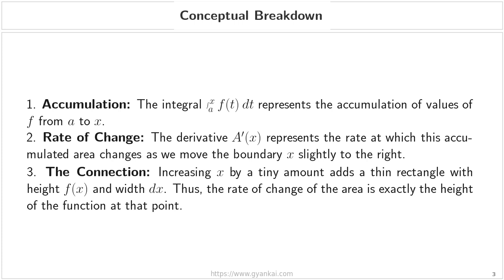Finally, point 3, the connection, ties everything together. If we increase x by a tiny amount, which mathematicians call dx, we're essentially adding a very thin rectangle to the area. This rectangle has a width of dx and a height of f of x. The height is determined by the value of the function at that new, slightly larger value of x. Therefore, the rate at which the area is changing, that is, A prime of x, is exactly the height of the function at that point, f of x.